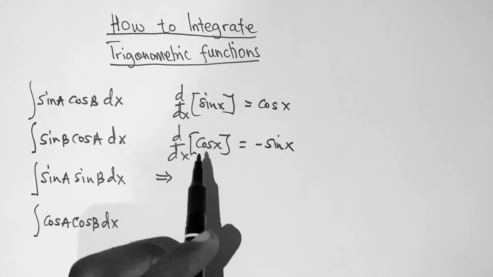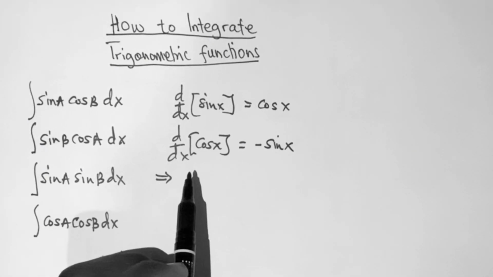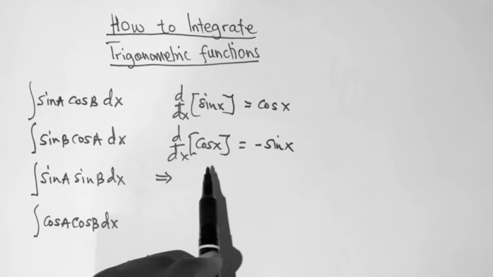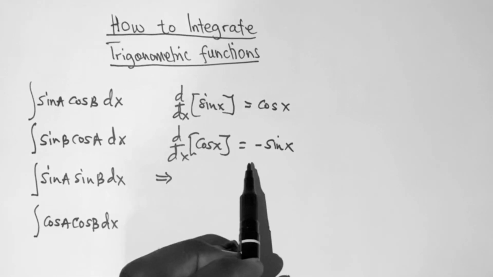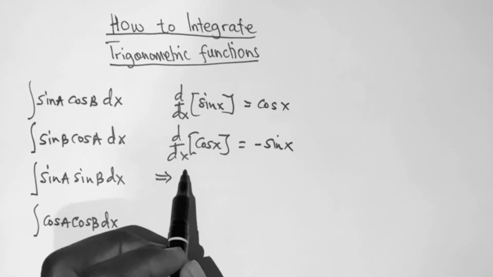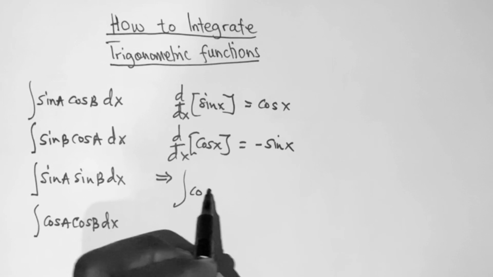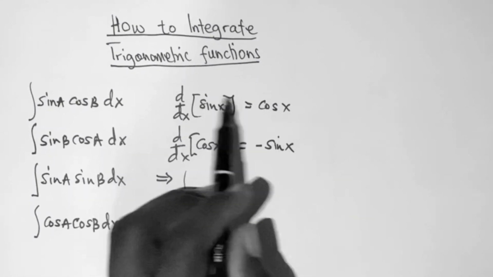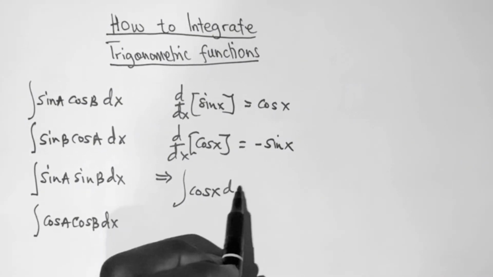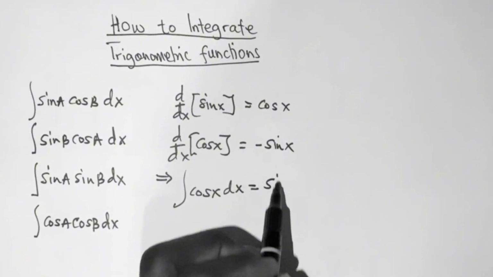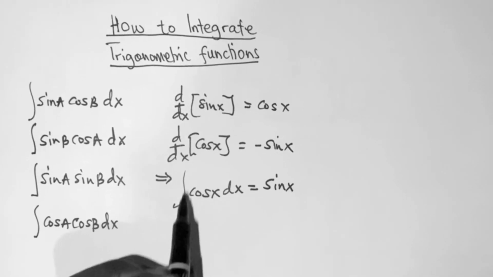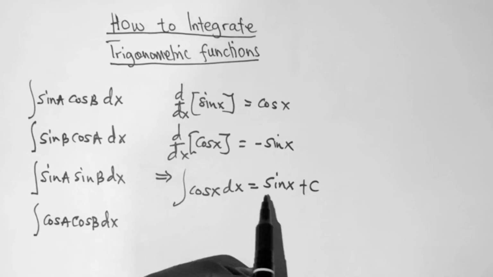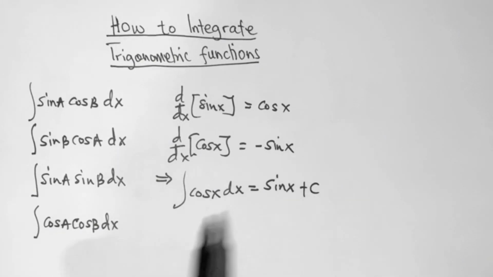So based on the fundamental theorem of calculus, we know that integrations and differentiations are directly opposite. So this implies that if you differentiate sine x, you get cos x. So if you integrate cos x, you get sine x. So the integral of cos x dx is equal to sine x. But because this is an indefinite integral, we need to add a constant of integration. So it becomes sine x plus c.